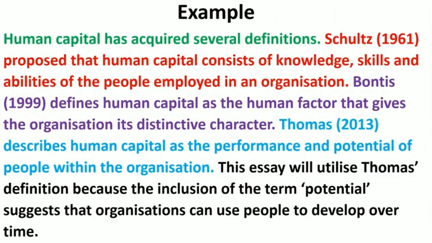Another color-coded example from a student. In the green introduction sentence, the student states that human capital has acquired several definitions. Then the student summarizes Schultz's definition of human capital in red. Then the student summarizes Bonte's definition of human capital in purple. Then the student summarizes Thomas's definition in blue. Now we have 3 definitions from 3 different scholars, one in red, one in purple, one in blue. Now in black, the student selects Thomas's 2013 definition and explains why they selected it.